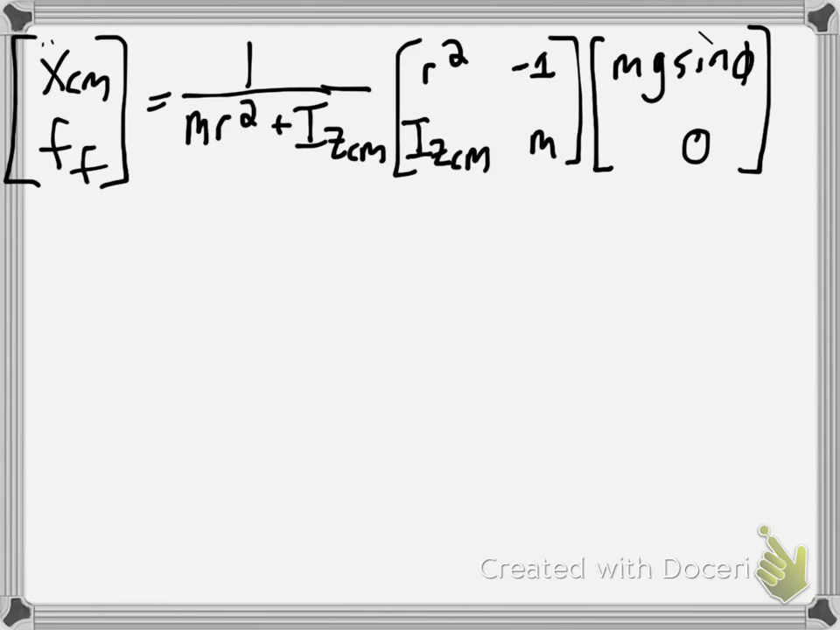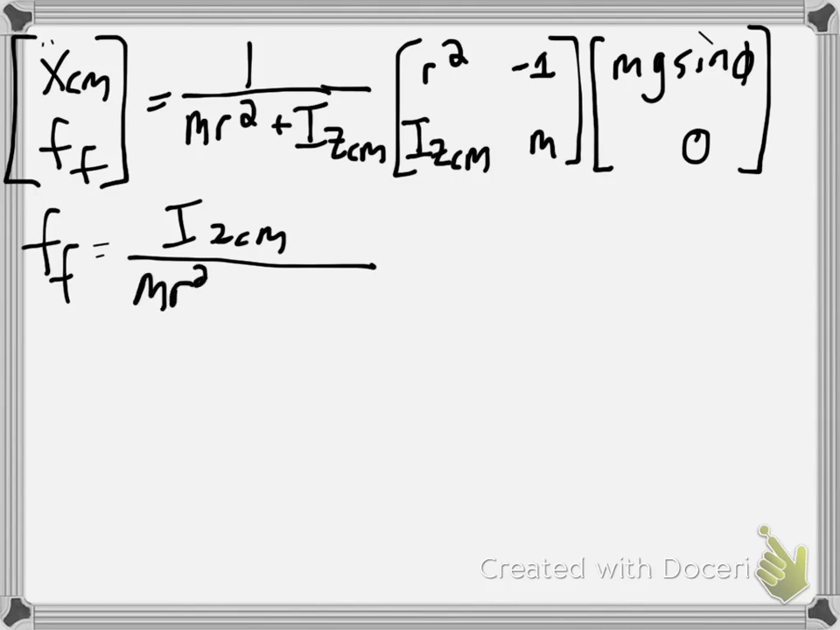And if I solve for the force of friction, the force of friction will equal IZ, center of mass, divided by mr squared plus IZ, center of mass, so that's a ratio, times mg sine of phi. Since I have IZ, center of mass, times mg sine phi, plus m times 0, all divided by mr squared plus IZ, center of mass. Okay, so that's the force of friction.